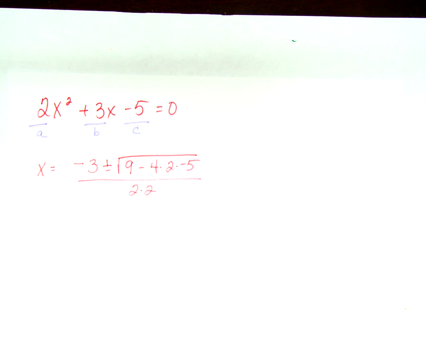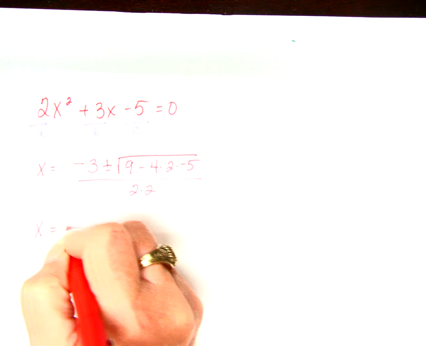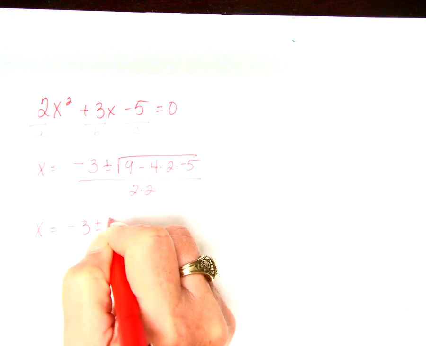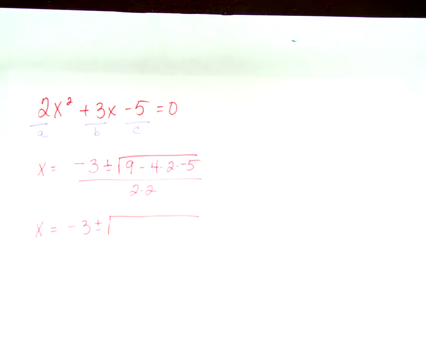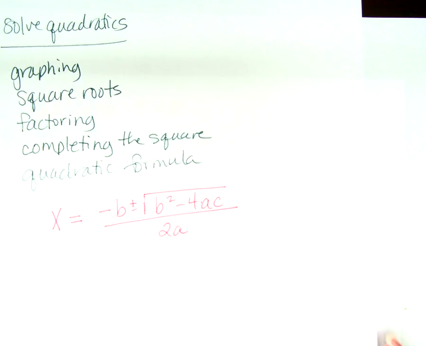Okay, so far? Okay, so now I just have to figure everything out, right? So x equals negative 3 plus or minus what I have underneath the root sign. Hold on just a second.